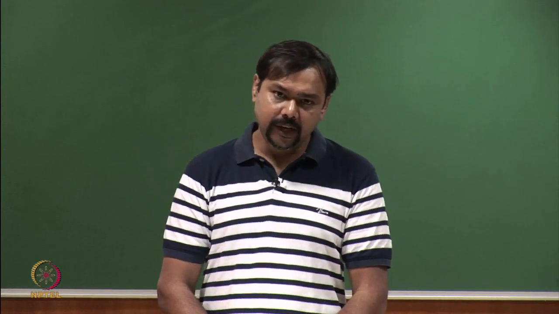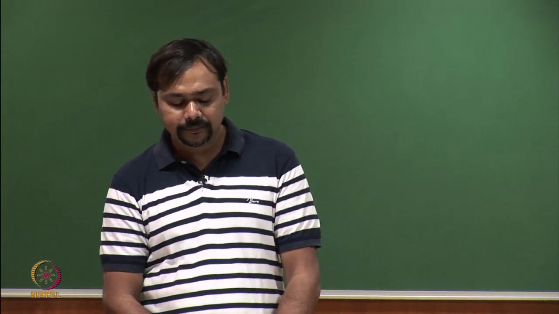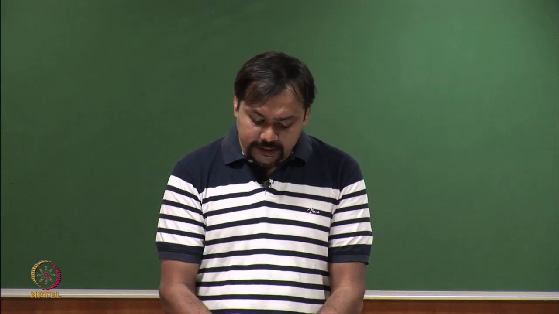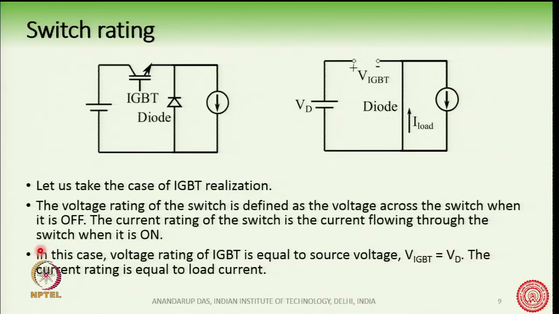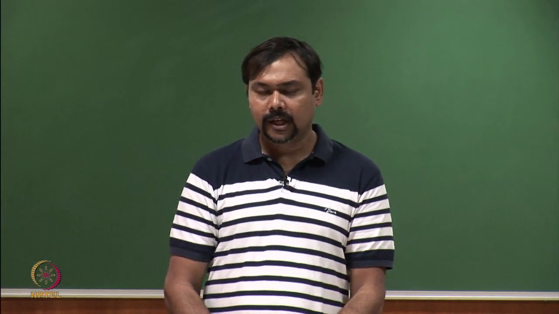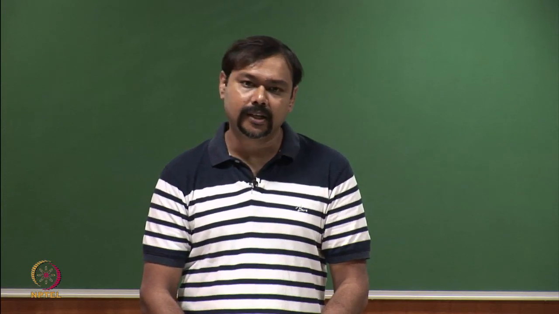One is the voltage rating and one is the current rating. What is a voltage rating of a switch? The voltage rating of the switch is defined as the voltage across the switch when it is off. So, when the switch is off, how much voltage is impressed across the switch, that determines the voltage rating of the switch.